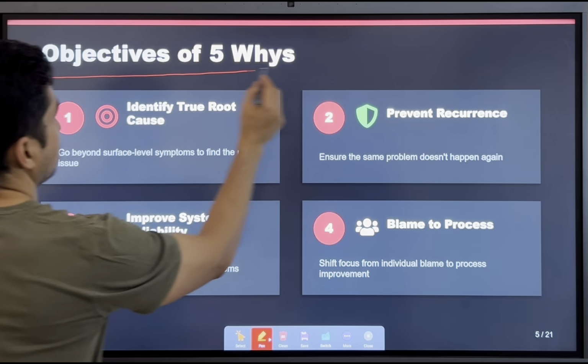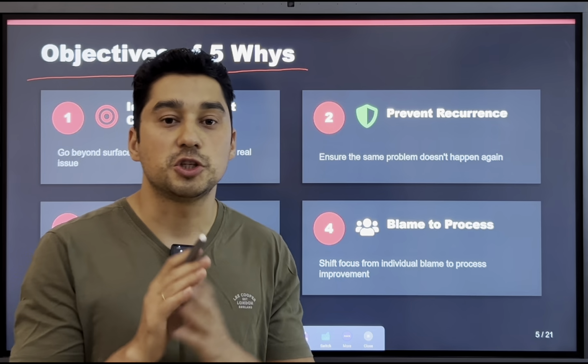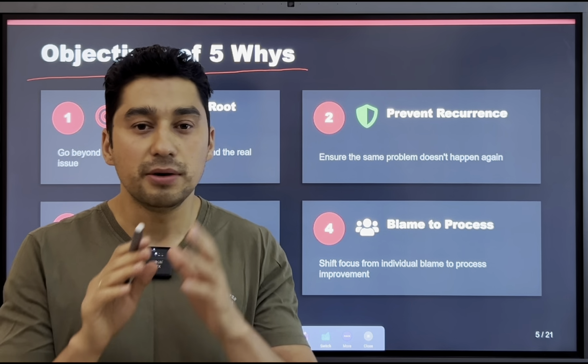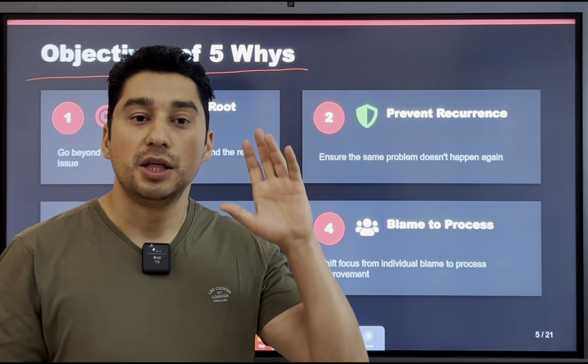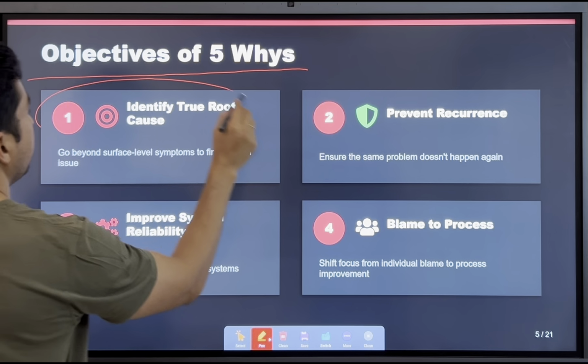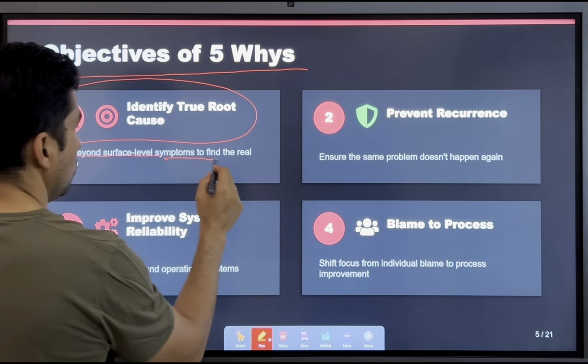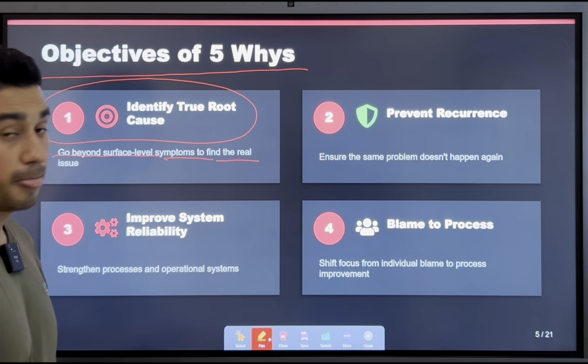Now, what are the objectives of 5 Why analysis? The real objectives are very clear. First, identify the true root cause. What is the root cause? That is the number one thing. We have to identify the root cause. Go beyond the surface-level symptoms to find the real root cause.